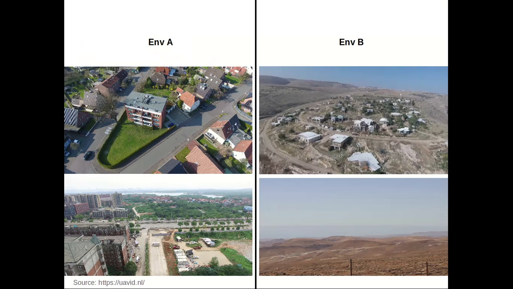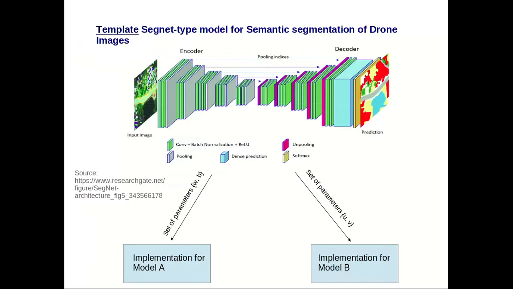Now, suppose that for each of these two environments, we have in our hands a good, ready-to-go model for semantic segmentation of houses, roads, cars, trees, and low vegetation on images taken from drones, where both models are built on the exact same architecture template and only differ in their weights and biases values.